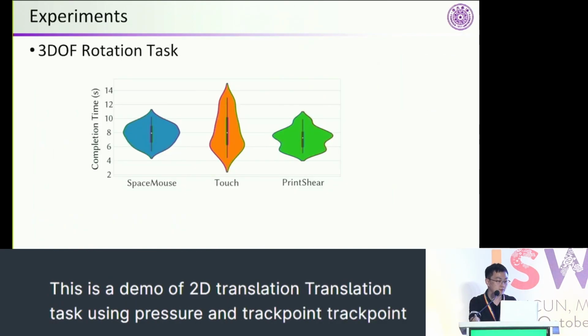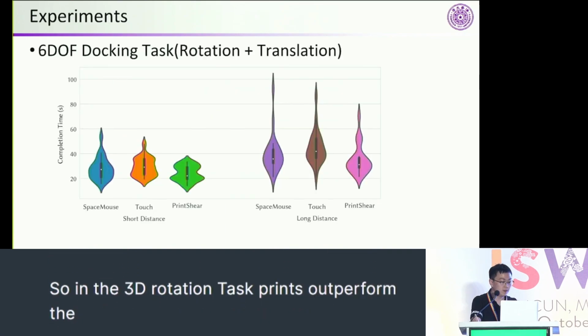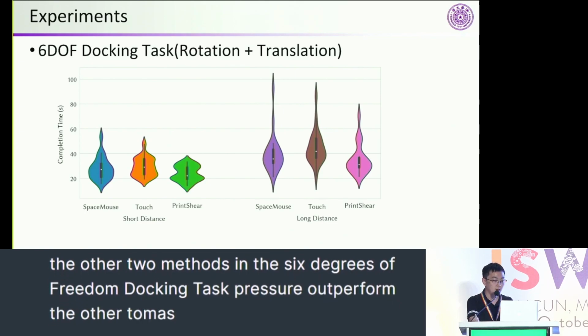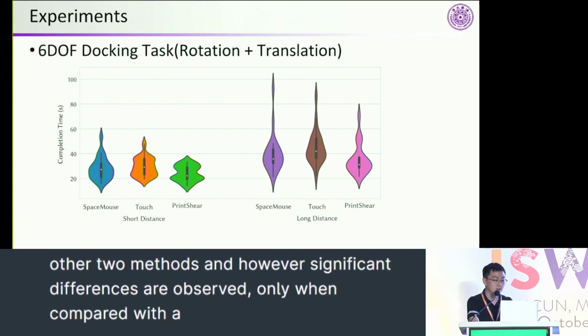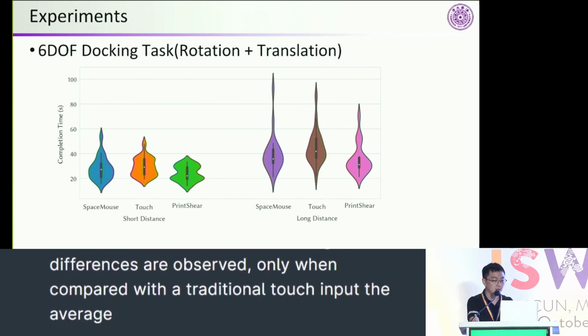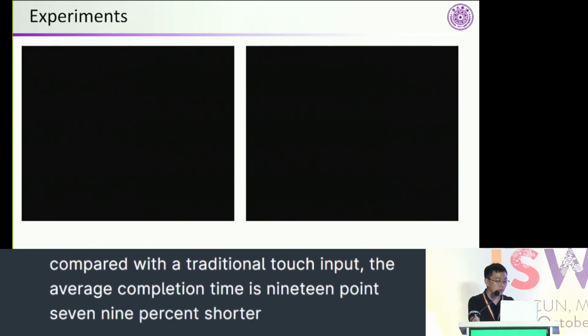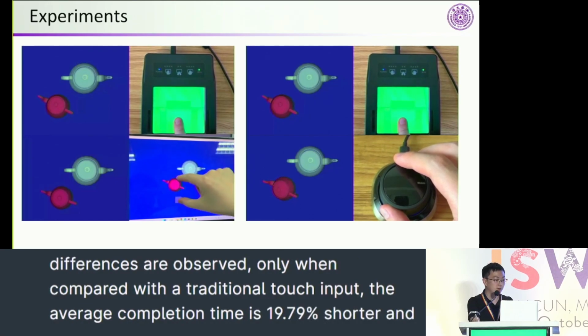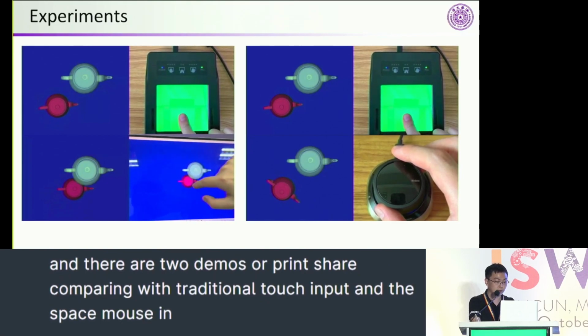In the 3D rotation task, PrintShear outperformed the other 2 methods. In the 6 degrees of freedom docking task, PrintShear also outperformed the other 2 methods. However, significant differences are observed only when compared with the traditional touch input. The average completion time is 19.79% shorter. Here are 2 demos of PrintShear compared with traditional touch input and the space mouse in the 6 degrees of freedom docking task.